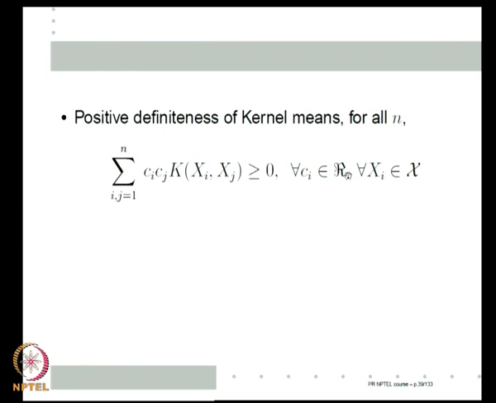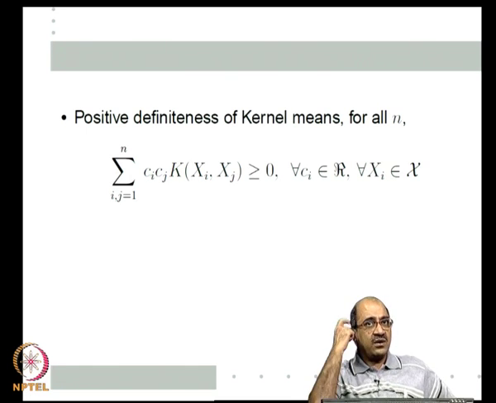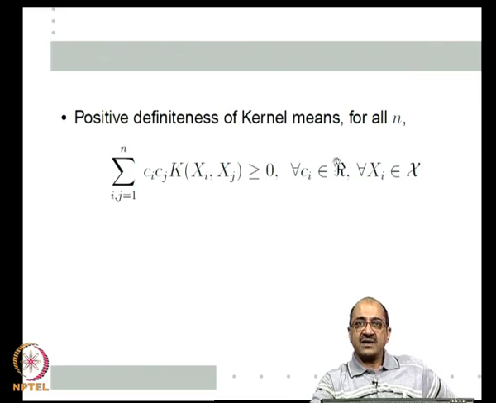Okay. So, given any scalars c1, c2, cn and any elements from my feature space x1, x2, xn, this double summation over i, j going from 1 to n of ci cj k(xi, xj) has to be greater than or equal to 0 if k has to be a positive definite kernel.